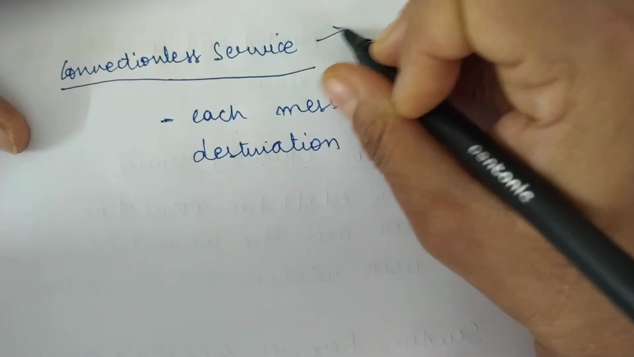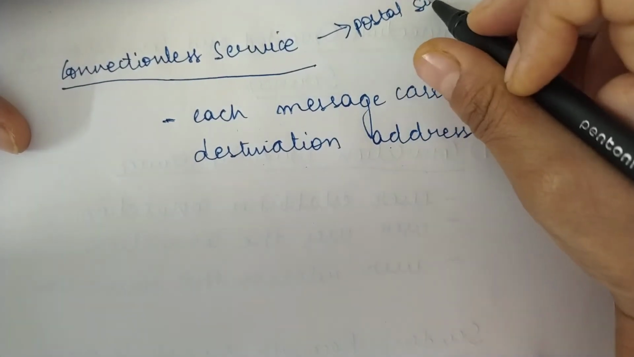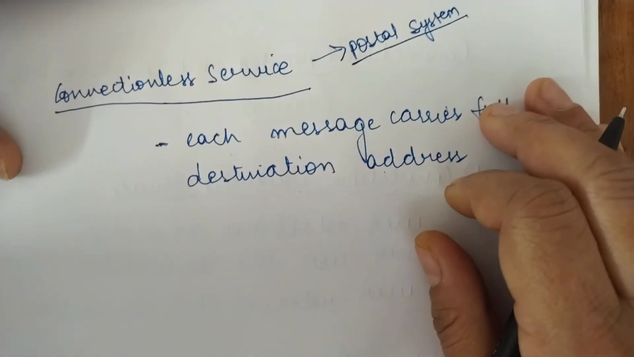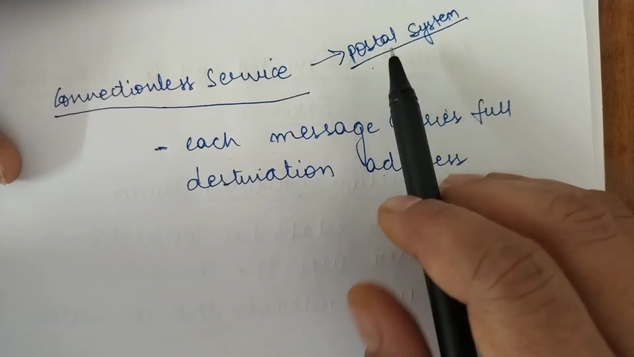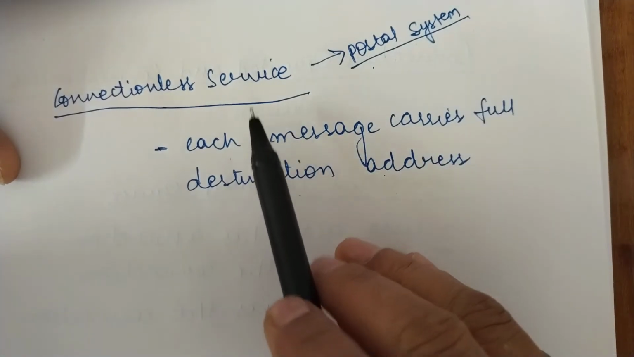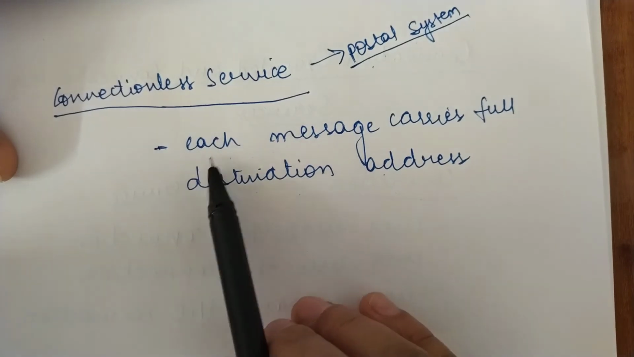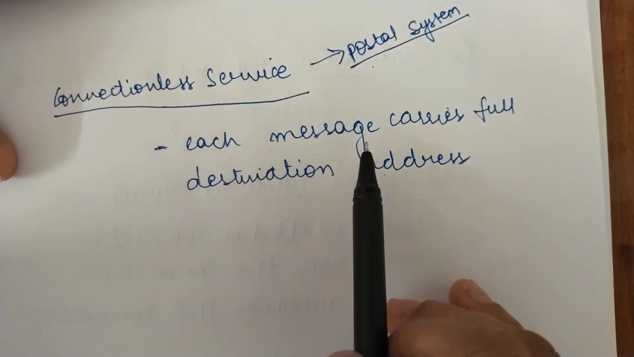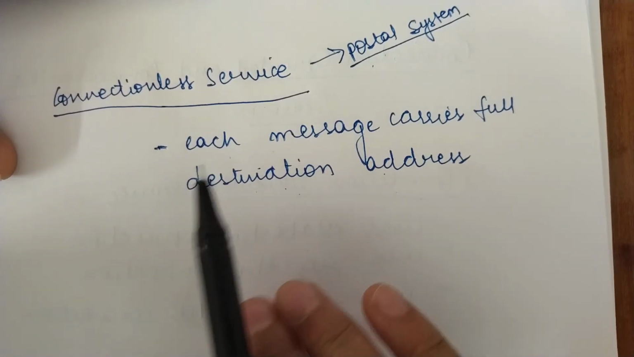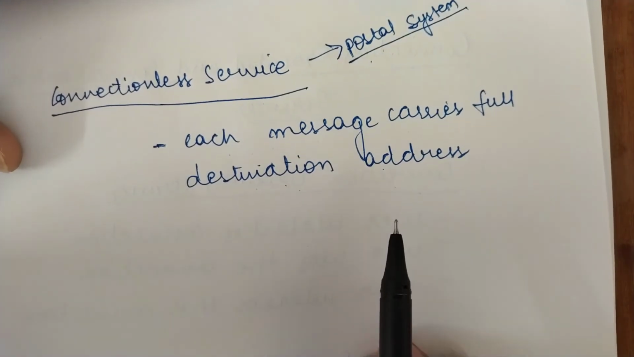So you can say that this is similar to the postal system. Like a postman carries various letters with the addresses on the envelopes. By identifying the addresses, the postman identifies which letter is meant for which particular address. So this connectionless service is identical to the postal system. Since there is no dedicated connection between the sender and the receiver, each message carries the full destination address, so that there is no confusion regarding which destination that message is meant for.